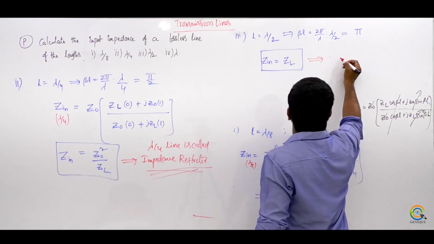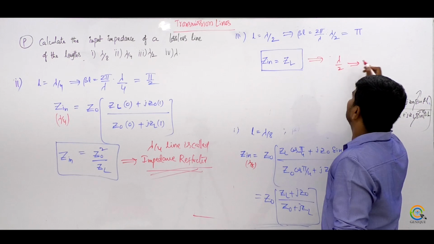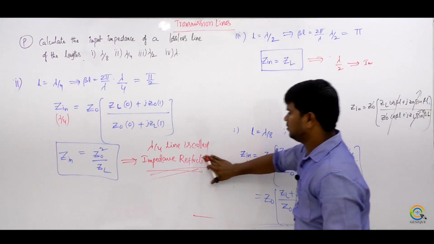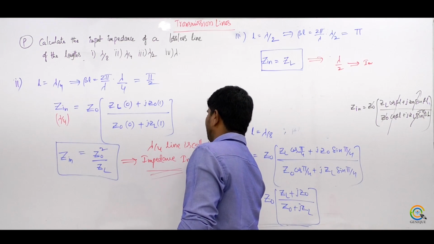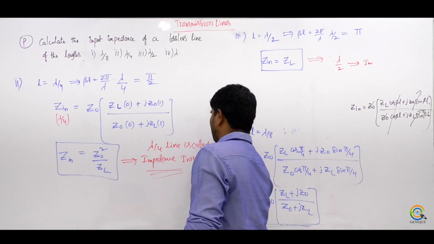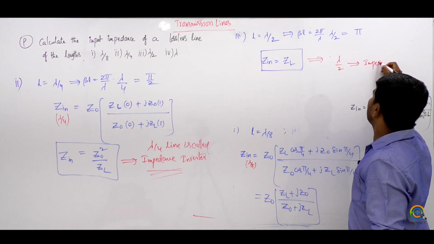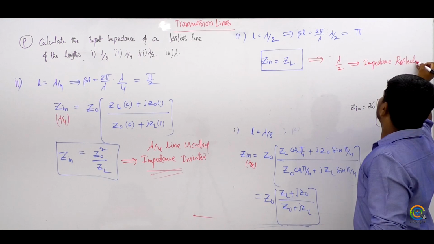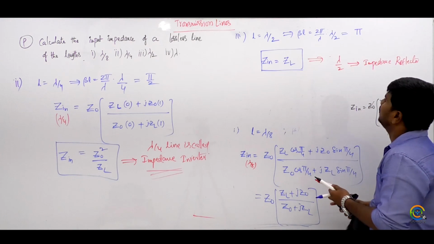Okay, this implies ZL is equals to Z. Lambda by 4 is what? Sorry, it is not reflector, it is inverter. Lambda by 4 is an impedance inverter. Lambda by 2 is the impedance reflector.